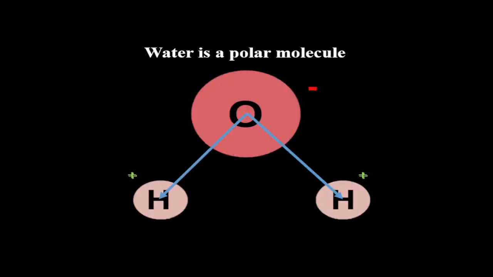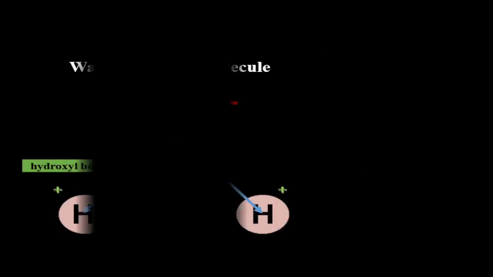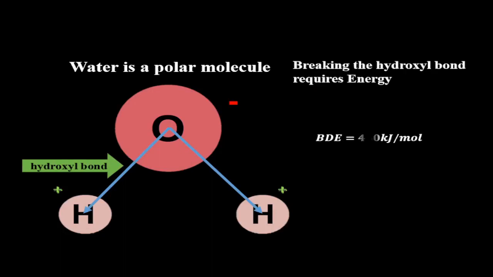Water is a polar molecule. It has a positive and negative pole. This makes it susceptible to electrical forces. It is also one reason why it is able to dissolve solutes of a wide range. It has two hydroxyl bonds. Each bond requires bond dissociation energy, also known as BDE. This is the energy required to break the bond.